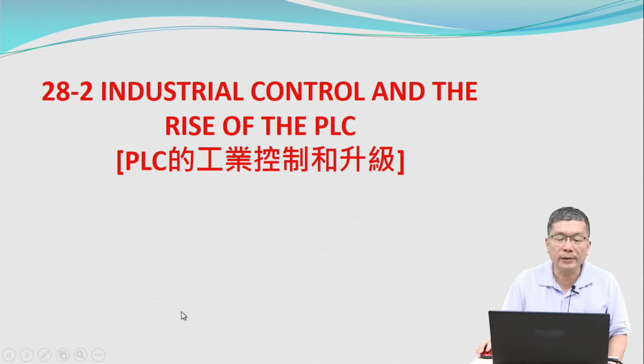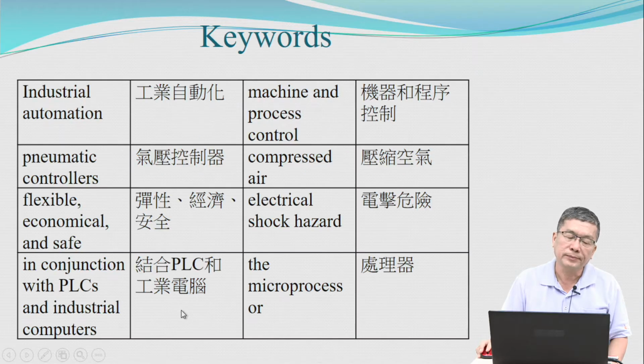Industrial control and the rise of the PLC. Keywords: industrial automation, machine and process control, pneumatic controllers, compressed air, flexible, economical, and safe, electrical shock hazards, in conjunction with PLC and industrial computers, the microprocessors.